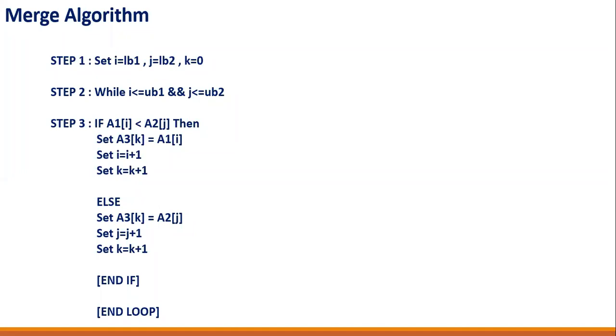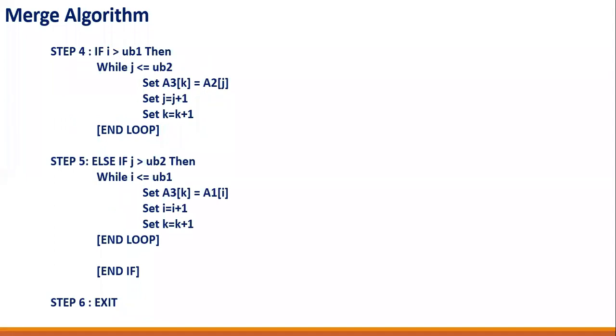So step 3 says, if a1 of I is less than a2 of j, then a3 of k will be a1 of I, I will be increased by 1, k will be increased by 1. Else, it means the element of array 1 is greater, or we can say the element of array 2 is smaller. So in the else case, instead of array 1, the element of array 2 will go. And because the element of array 2 is going, we increment j by 1. K will anyhow be increased because the third array has to move forward.